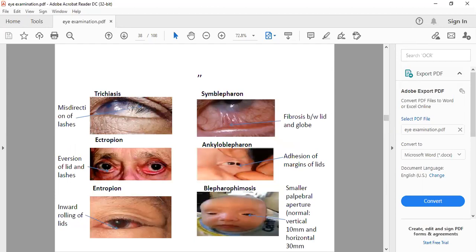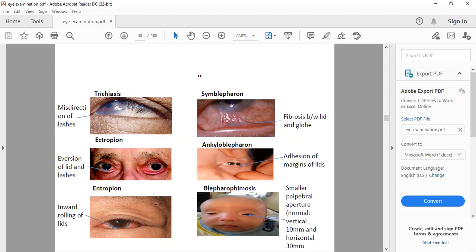I showed you that the other day also. This is trichiasis. And this is entropion, that is inversion of the eyelid and lashes. And this is ectropion. This is outward turning of the lid margin, and entropion is where the lid margins are turned inwards, so inward rolling of the eyelids. These are pretty common things: ectropion, entropion, and this is called symblepharon.